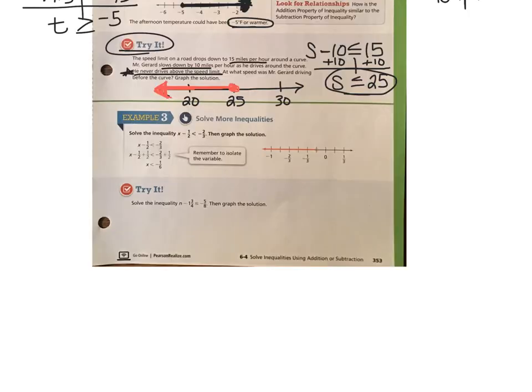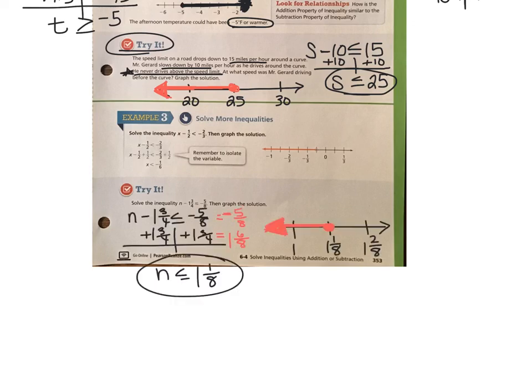Now I want you to complete the triad that goes with example 3. So you do have fractions, you will need a common denominator. See if you can solve that and come back and check your answer and your solution graphed on a number line. Okay, go ahead and check your answer to the triad that goes with example 3. See me if you have any questions.